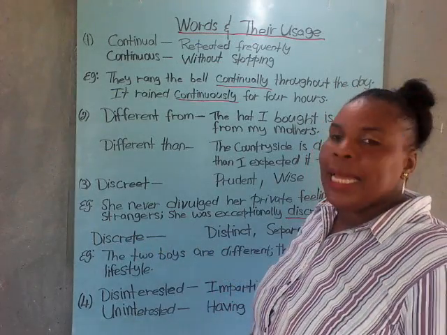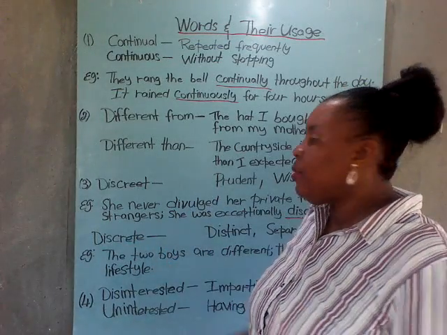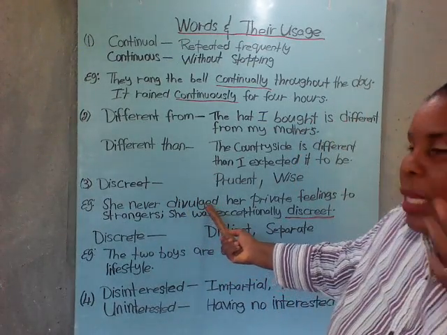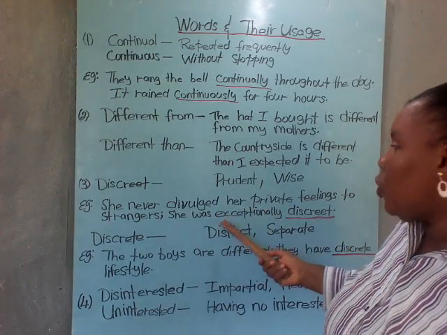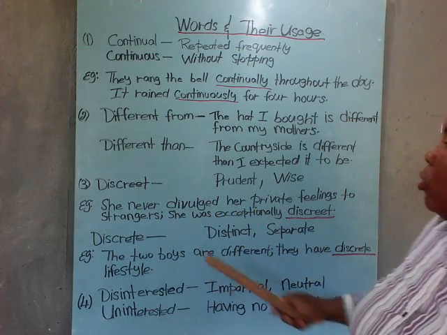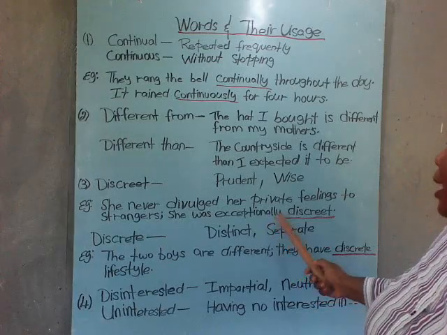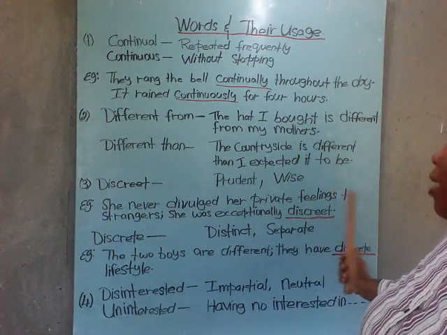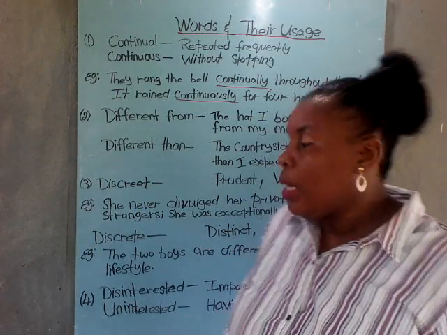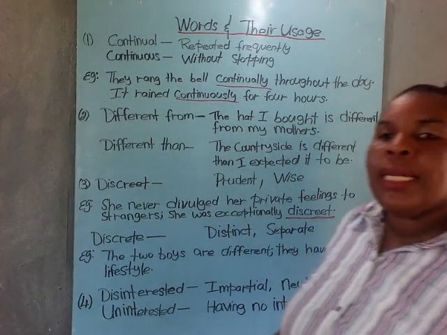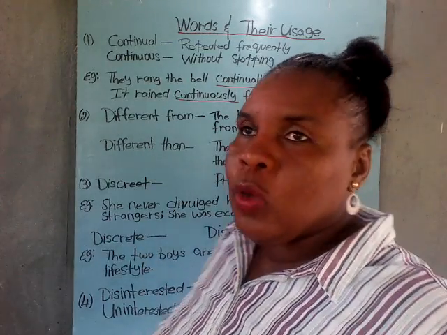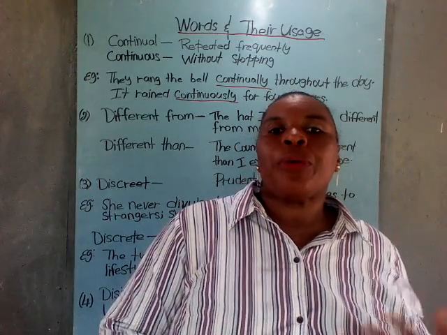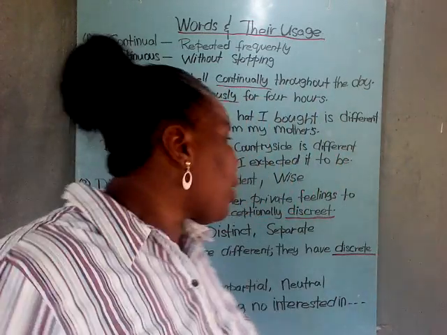So here's an example I've written out for you in a sentence. She never divulged, never gave out information about her private feelings to strangers. She was exceptionally discreet, all right? So she was very careful in revealing her secret life to a stranger. Very careful in doing so.